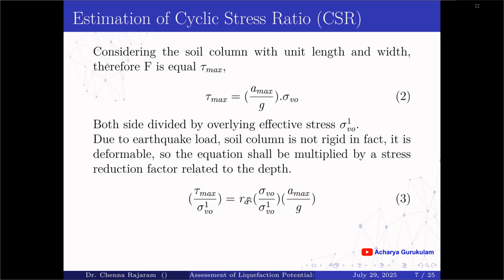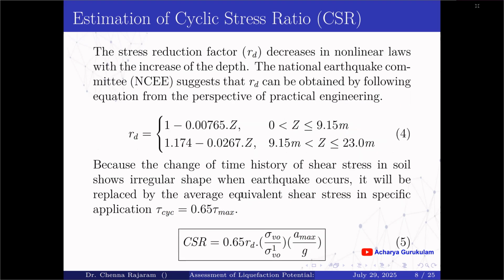Why we multiply with the stress reduction factor is that, due to the earthquake load, the soil column is not rigid. In fact, it is deformable. So the equation shall be multiplied by a stress reduction factor related to the depth. That's why we multiply with the stress reduction factor RD. The stress reduction factor RD decreases in a nonlinear manner with the increase of the depth.